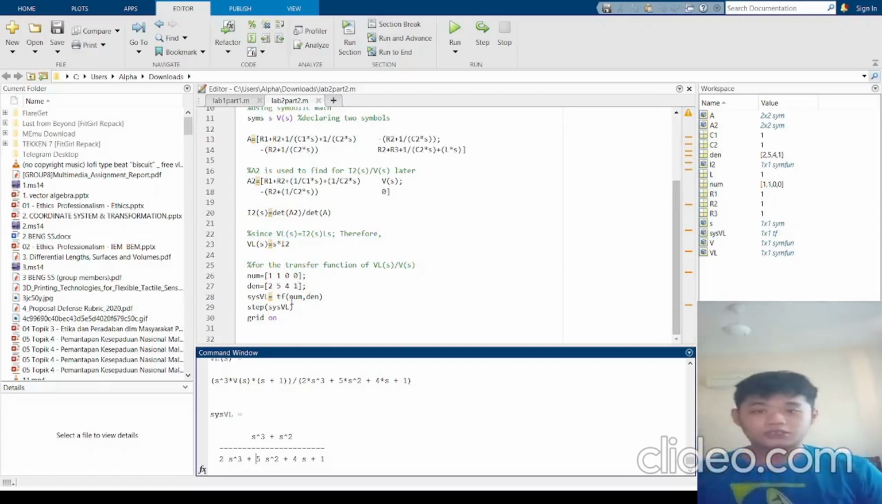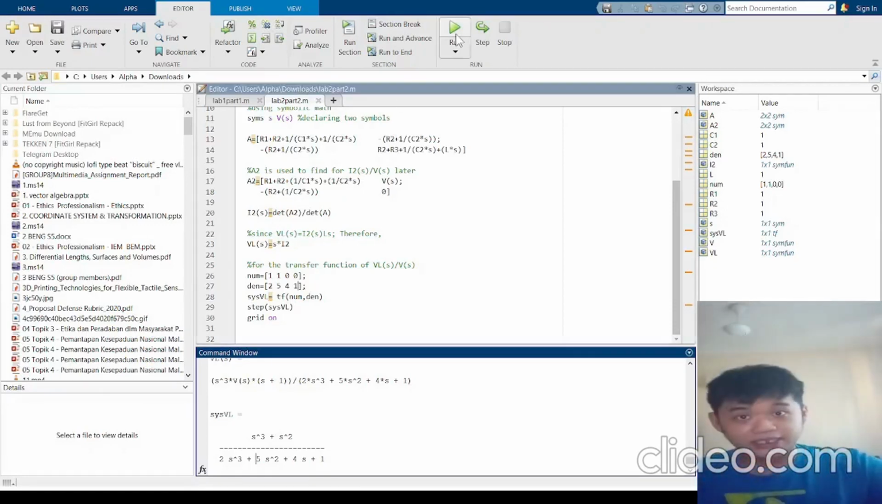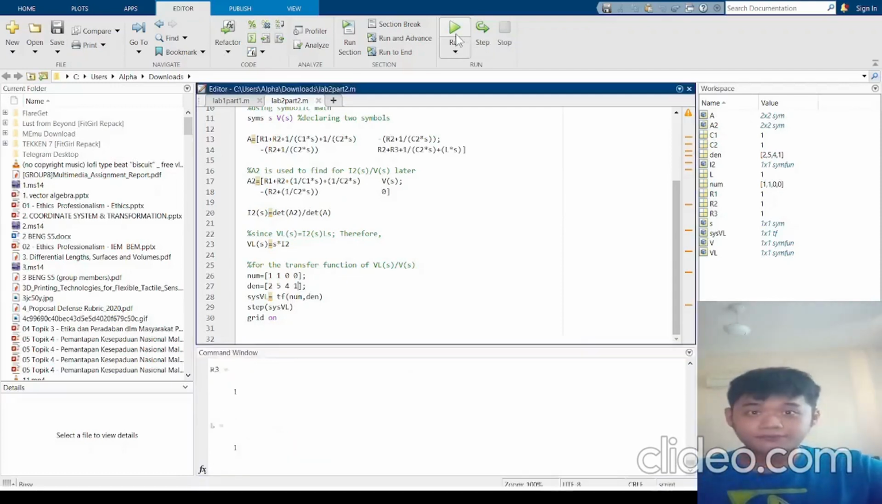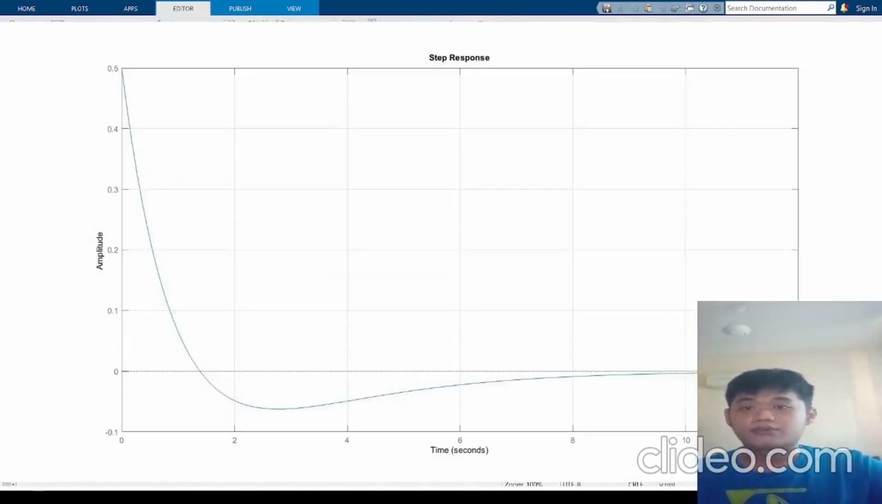And then we're going to put the value into the sys VL. And then to do the step response, we're going to put the code step SYS VL again. And then to make everything tidy, we're going to put the grid on. And here's how it's going to look like through the graph.